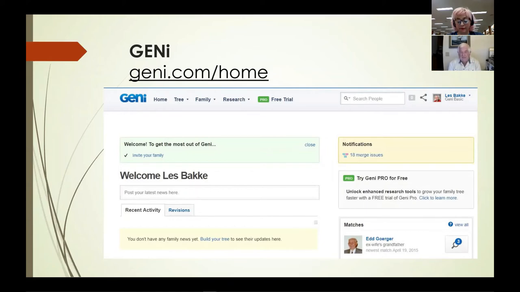And I should say the LDS Church will require you to create a user ID and password. All of them will require that, as does genie.com. I did put a few things out there of my family just to test it out, and that is the home screen from the genie.com website.